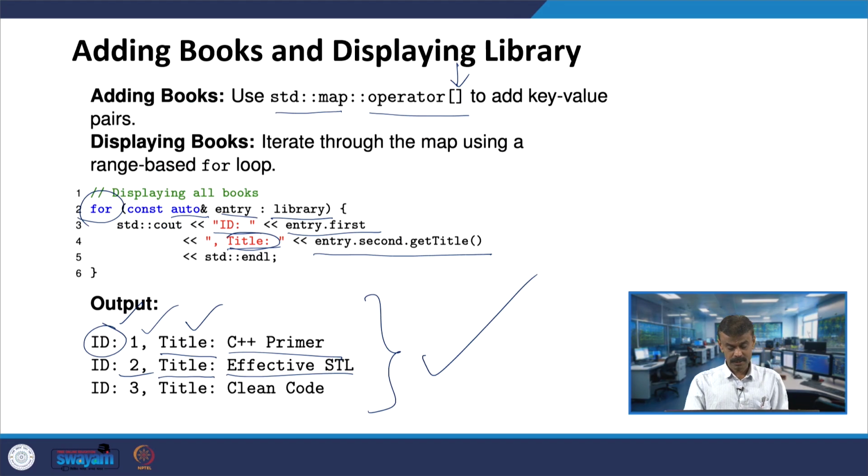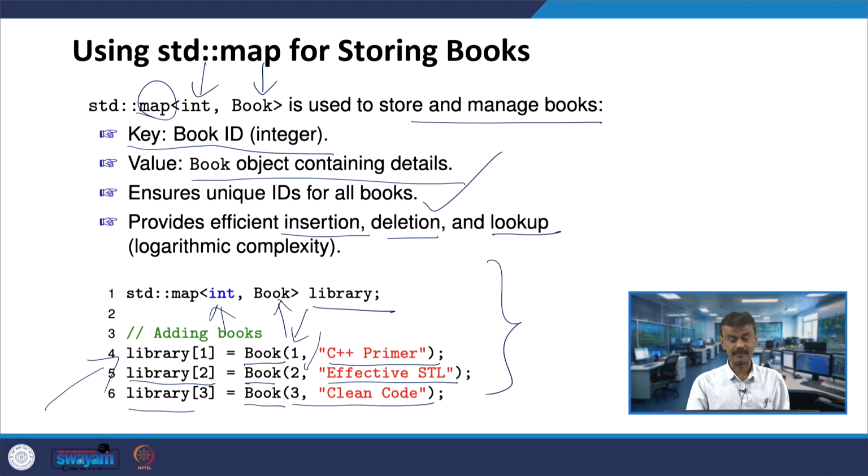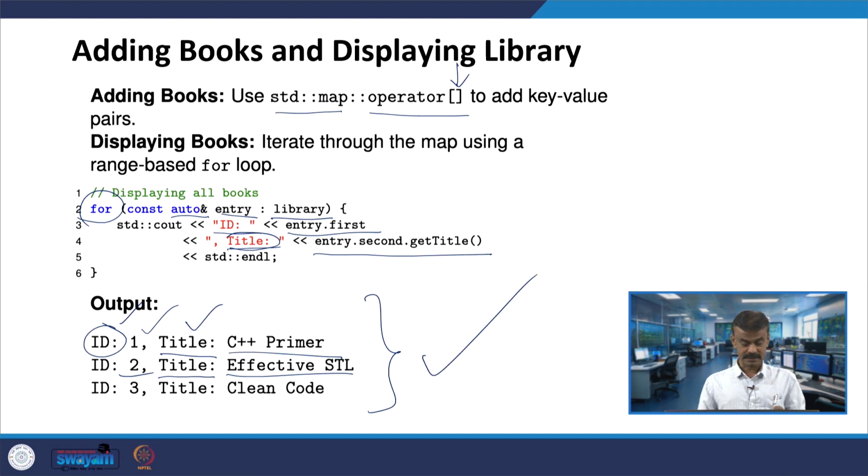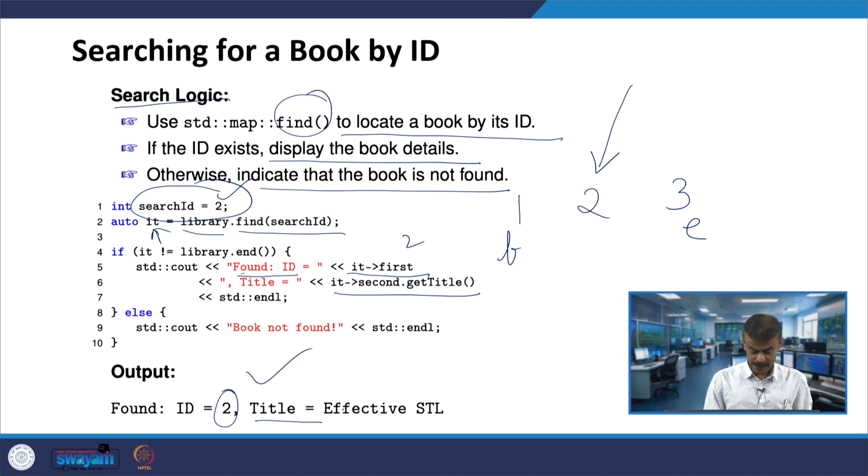What is the second one? Here you go, we have Effective STL, and then your getTitle. So, the title will be returned, and you will get Effective STL, followed by std::endl, which will be a new line. If, suppose, IT and library end are matching, that is after 3, then you will go to the else part, and you can have book not found. But in this case searchID is 2, so they are not begin or end, and therefore you are getting the output Effective STL.